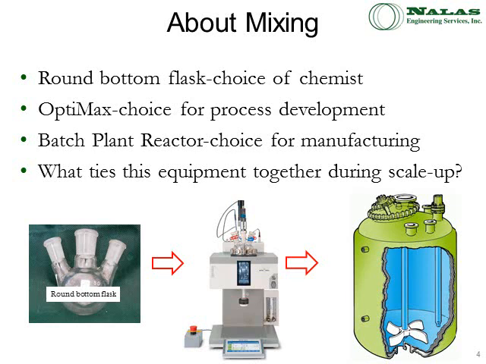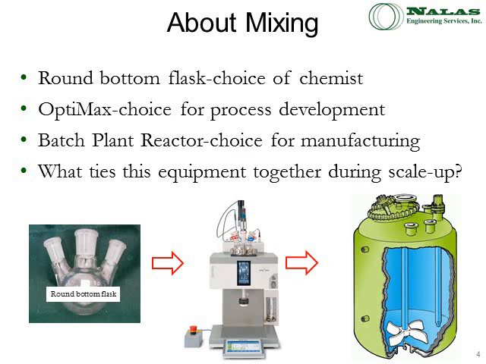So when you're in the laboratory and you're looking at your bond forming steps, the round bottom flask is typically the choice of the chemist. The Optimax system is often used as a choice for process development. And when I say process development, we're looking at both chemistry and also the engineering aspects of process development. And this includes the geometry of the tank that you will be scaling to.